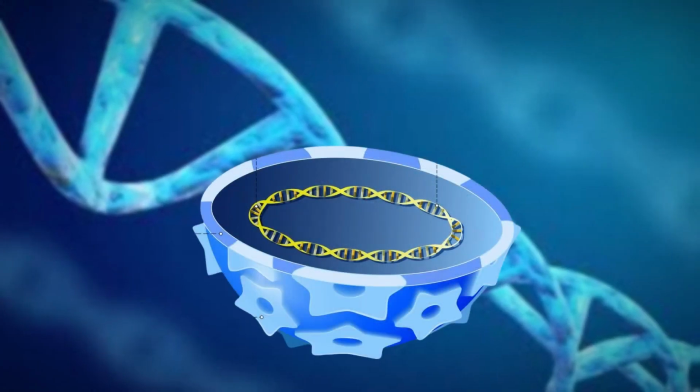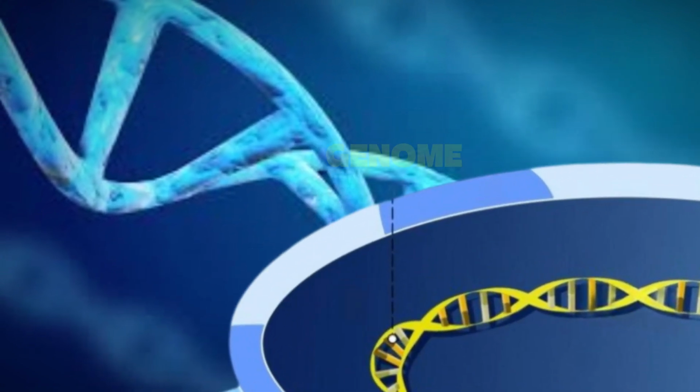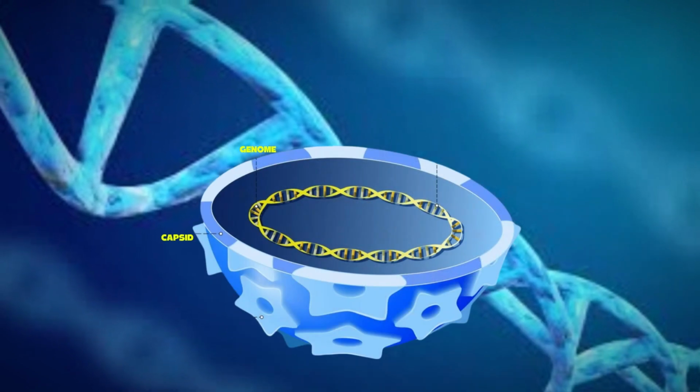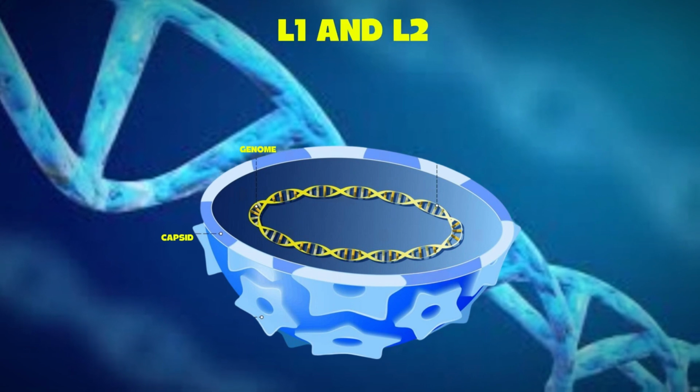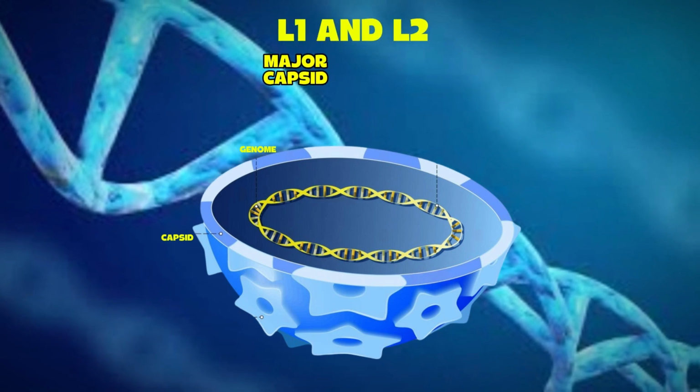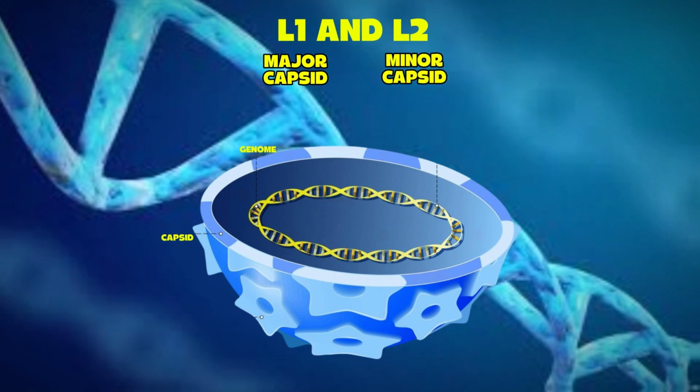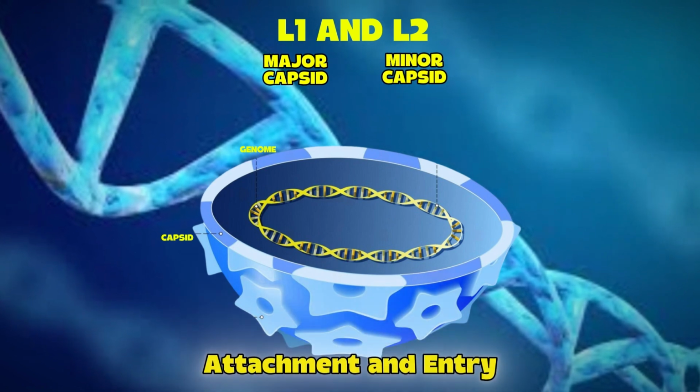HPV has a simple structure consisting of two main components. One is the capsid and the second is the genome. The capsid is the outer protein shell of the virus. It consists of two structural proteins, L1 and L2. L1 is the major capsid protein and L2 is the minor capsid protein. It helps the virus attach to and enter the host cell.